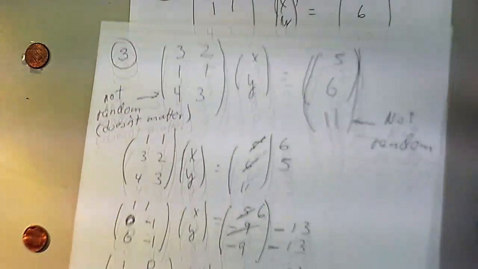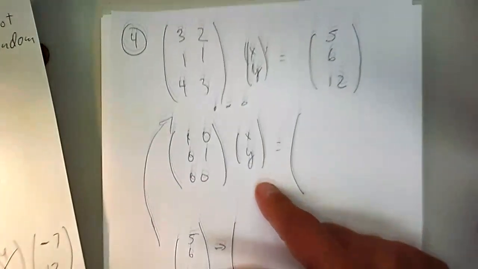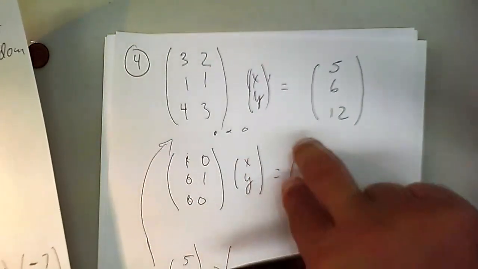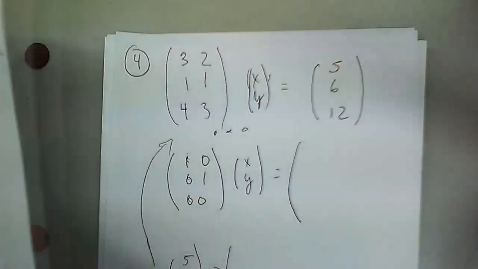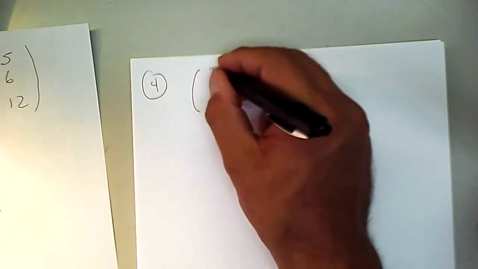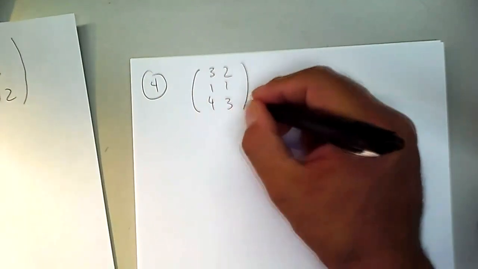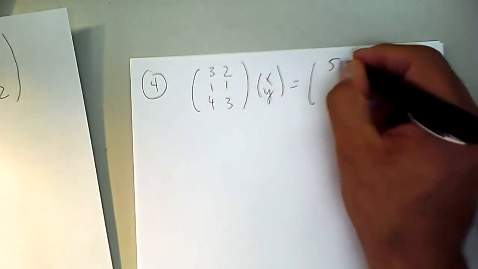The reason why I had to go back to example 3 is because as I was following the steps, I realized I omitted switching the 5 and the 6. So the lesson learned is just do the steps one by one anyway. Example 4, 3, 2, 1, 1, 4, 3, x, y equals 5, 6, 12.